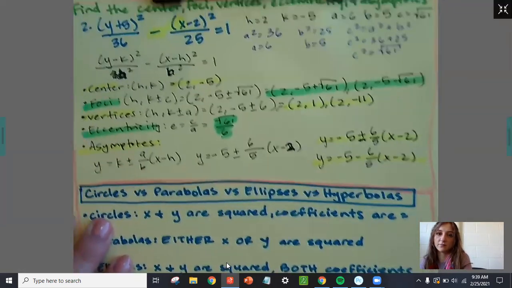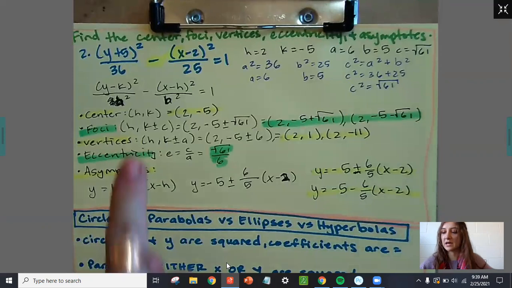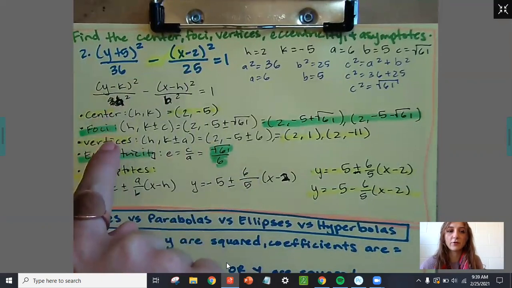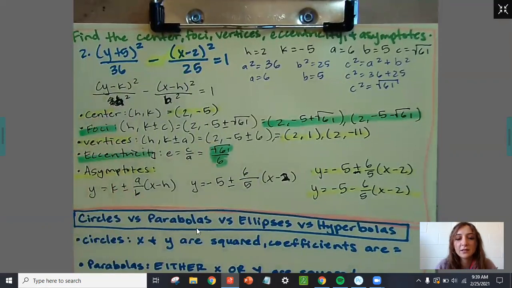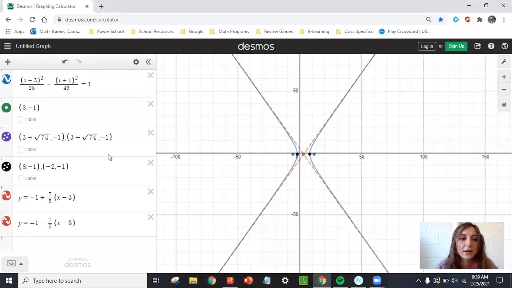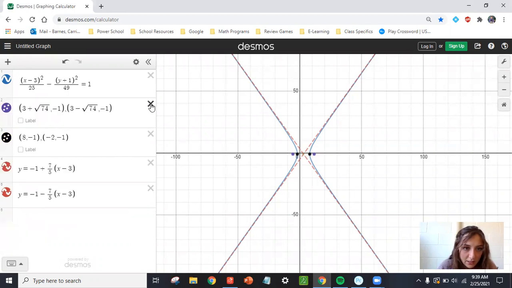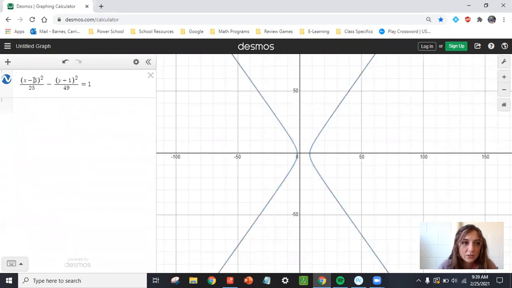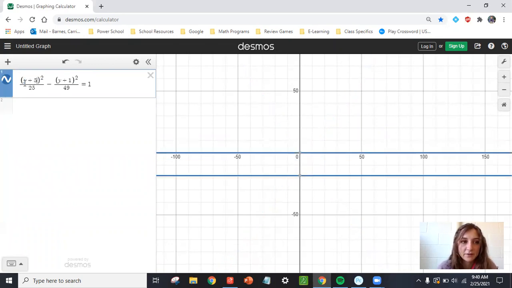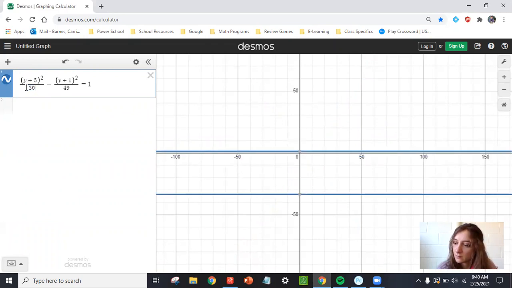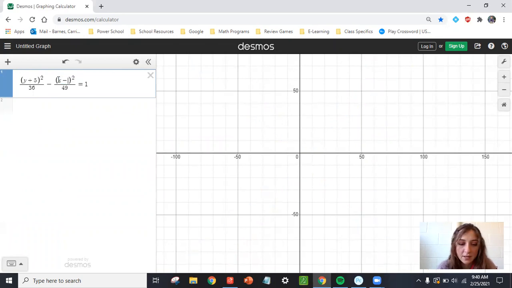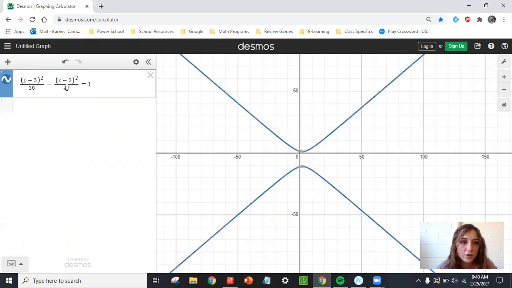So these here, we're going to do the same thing. We're going to type in the original, the center, the foci, the vertices, and the asymptotes. Not the eccentricity because that's just a measure of how wide it is. Okay, so let's start with our beginning. And I'm actually just going to change some of these values. So we have (y plus 5) squared over 36, and then we have (x minus 2) squared over 25.